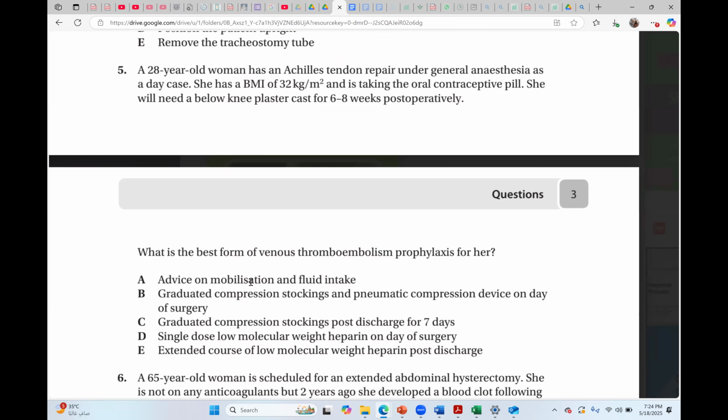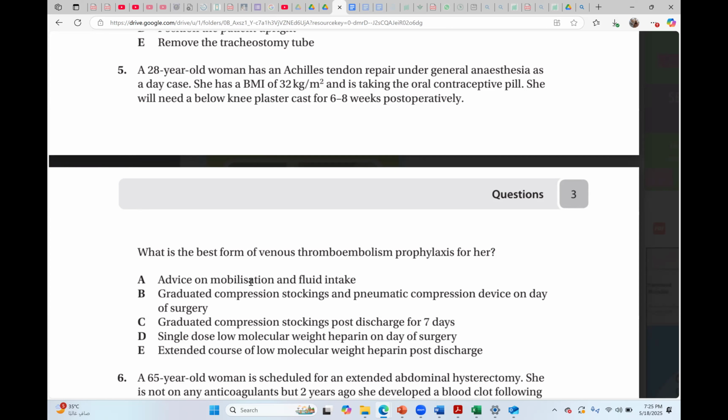Of course, this part will be immobilized. But if the patient is totally immobilized, the risk will be increasing. So this is one thing. Good fluid management will be required. Patient should not remain dehydrated for a long time.